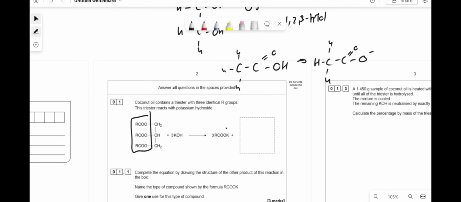You can see that you've got your carboxylate ions here with a K on it because it's reacted with the potassium. So the other thing has to be the rest of this oil, which has to be glycerol. So the other product here is going to be C, C, C, OH, OH, OH, H, H, H, H, like so.